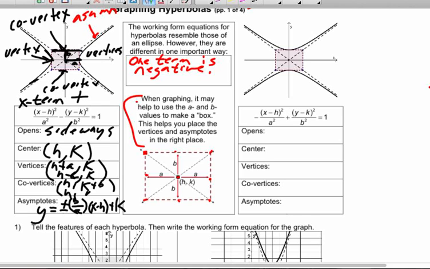Let's take a look at this one. This is a little different now. Our a's and our b's are still the same. But you notice this one is opening up and down. There's a vertex, and there's a vertex, because it's where the curve intersects the box. And this is a vertex, and this is a vertex.